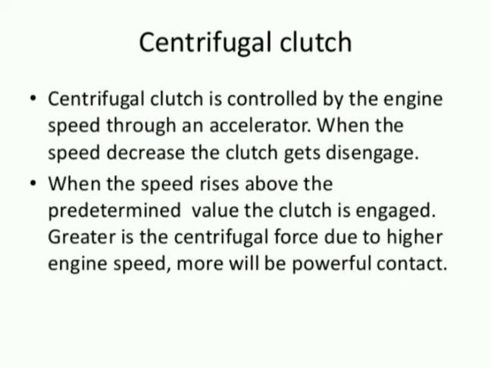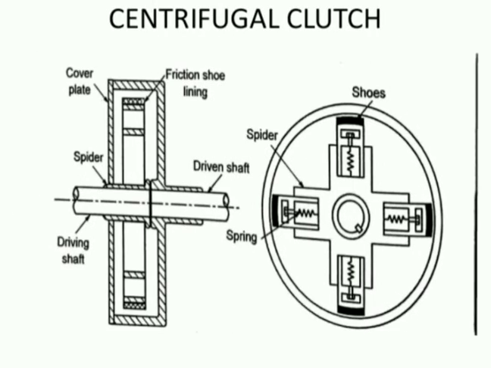Then about centrifugal clutch. Centrifugal clutch is controlled by the engine speed through an accelerator. When the speed decreases, the clutch gets disengaged. When the speed rises above the predetermined value, the clutch is engaged. Then this figure shows the parts of centrifugal clutch. Cover plate, spider, driving shaft, friction shoe lining, driven shaft, spider, spring, shoes.